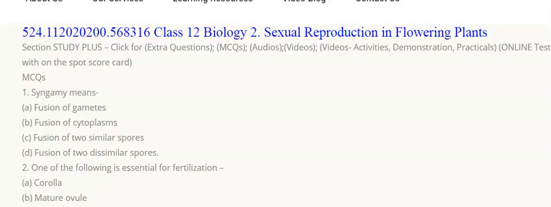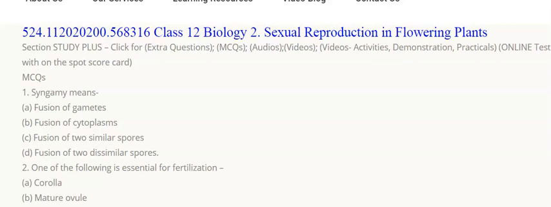We start with our question number 1. Syngamy means fusion of gametes, fusion of cytoplasms, fusion of two similar spores, and lastly fusion of two dissimilar spores. So this is something very basic question. Answer A we will go with, that is fusion of gametes.